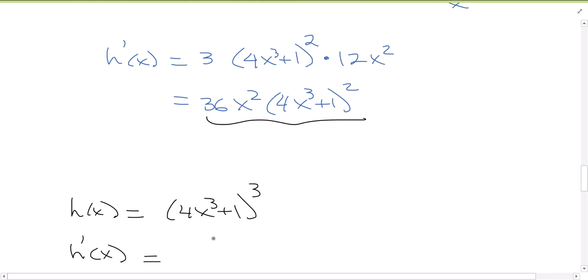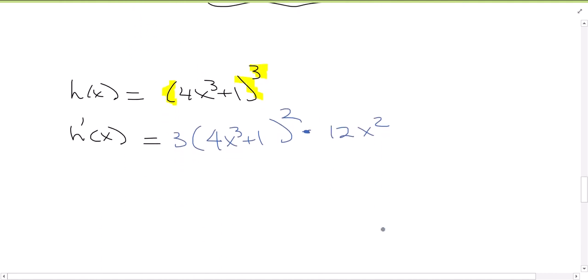So it looks like what I'm doing is I'm identifying the outside function. So the outside function is the cubing. So I take the derivative of that. So the derivative of something cubed is bring the exponent down and then it is squared, right? But notice that the inside stays the same. So I'm going to leave 4x cubed plus 1 there. And then times the derivative of the inside, so times 12x squared. And so that is what we're doing.